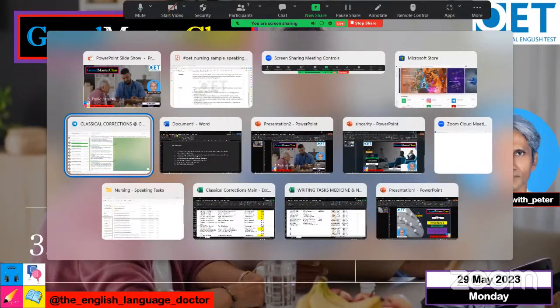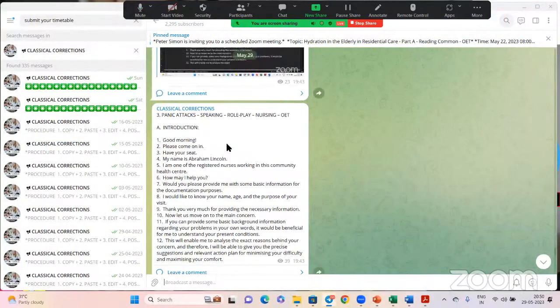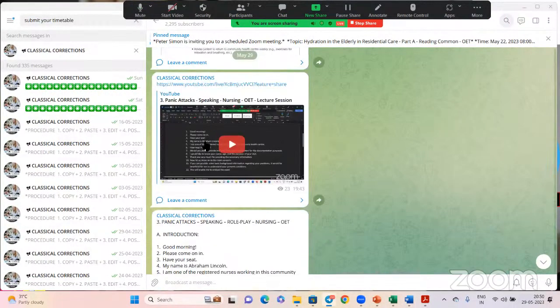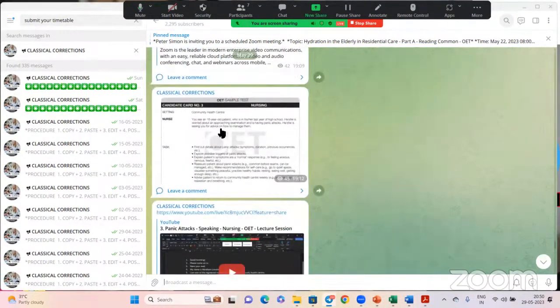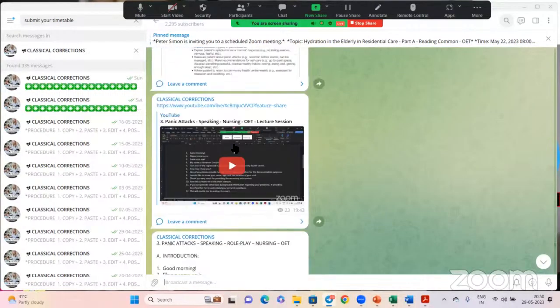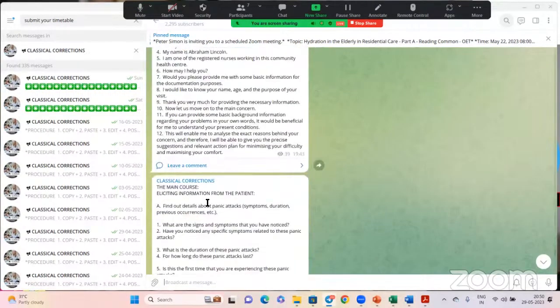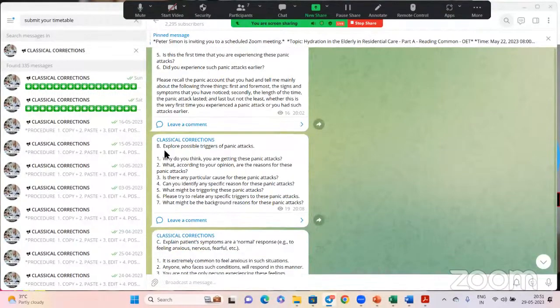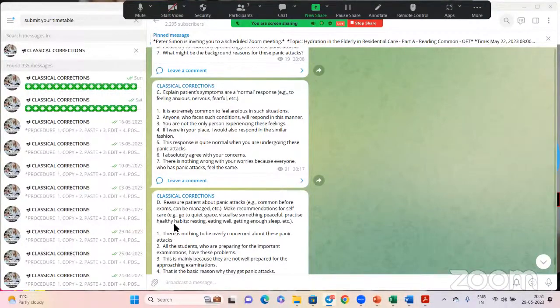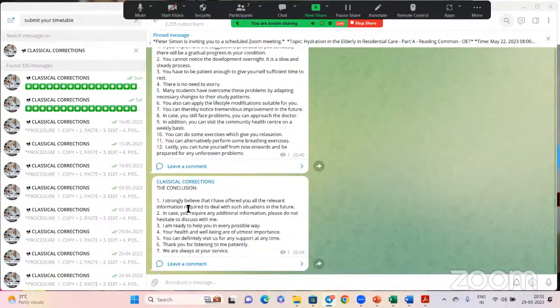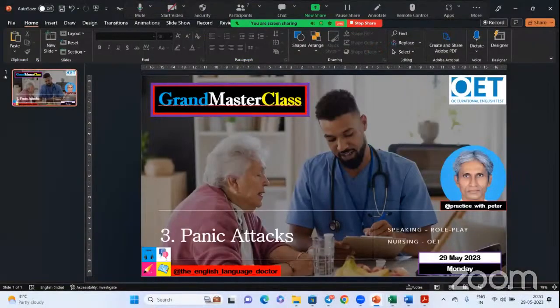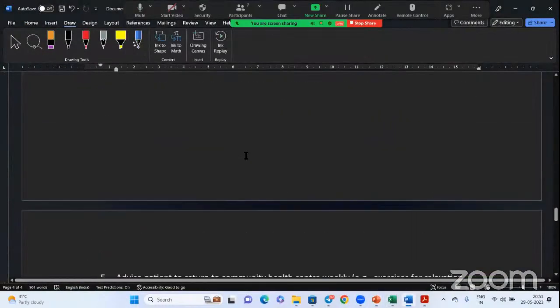So all these sentences which I have explained, I have posted here. You can check in classical corrections. This is the video. If you want to listen again, the video link is here. And this is the case role play card. This is the introduction, point number 1A, point number 2B, point number 3C, point number 4D, point number 5E, and the last conclusion. All the 7 parts are here. You can take them, and I'm going to post the PDF also shortly. I'll make this PDF and post it for you.